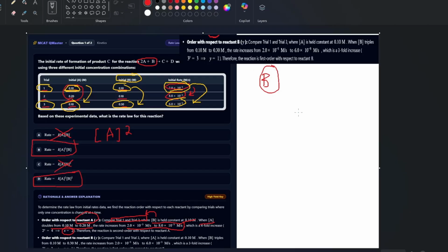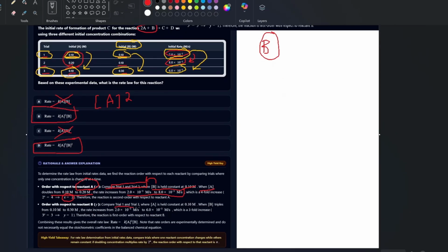So what we're going to do now is the same thing. Compare trial 1 and 3, good, we went over that. A was constant and B was tripling in concentration. And then I went over the rate increases. So let's go over how they got to this number exactly, y equals 1. We want to solve for B, y. That's what we're looking for, right?